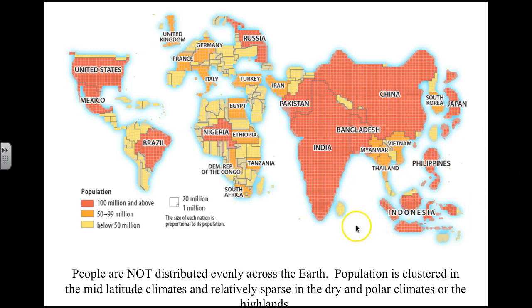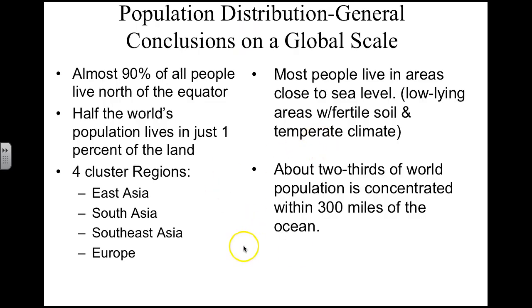Another statistic you should make sure you know is that 60% of the world's population can be found in Asia. Here are some other general conclusions in terms of population distribution. Almost 90% live north of the equator. Half the world's population lives on just 1% of the land. Another statistic with that is 3/4 of the world lives on 5% of the land.